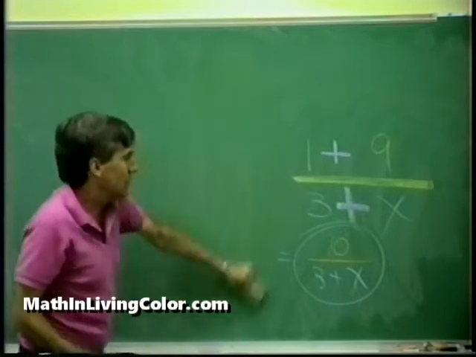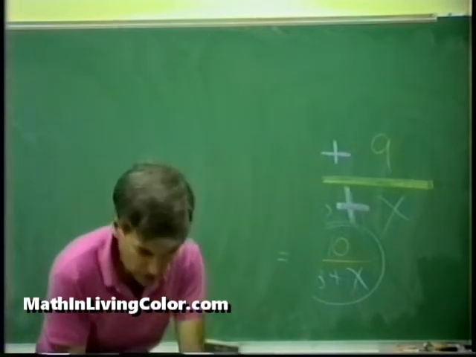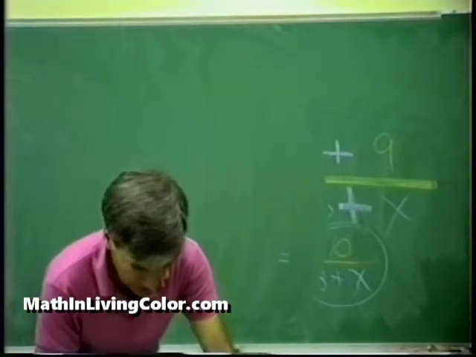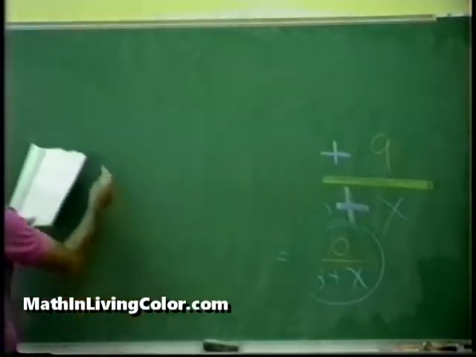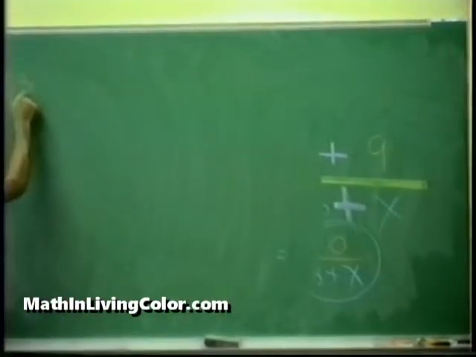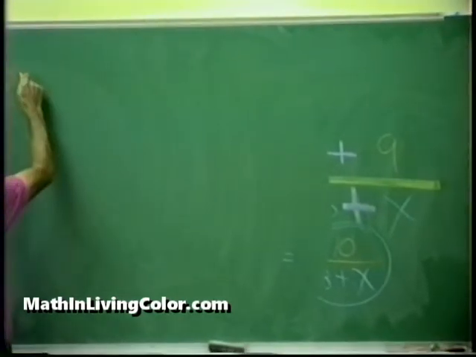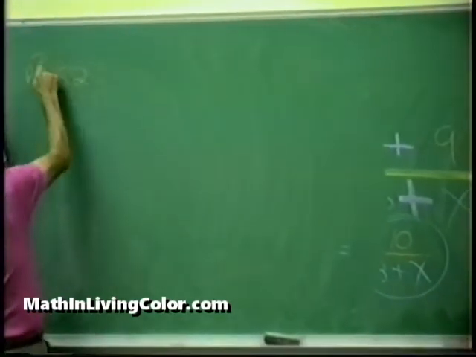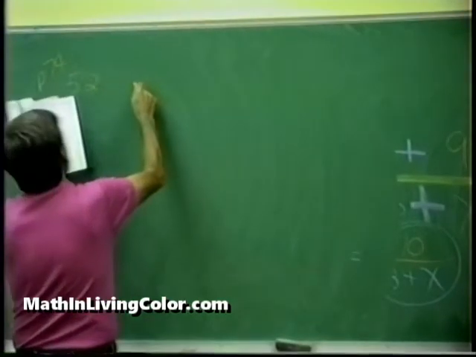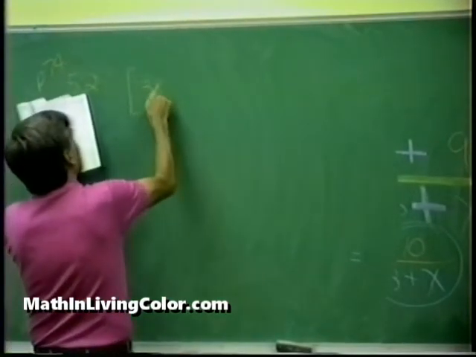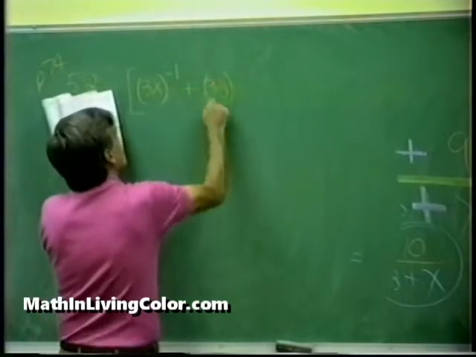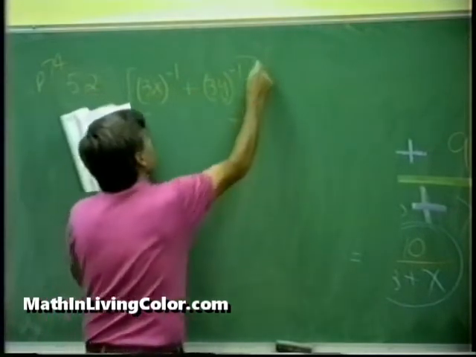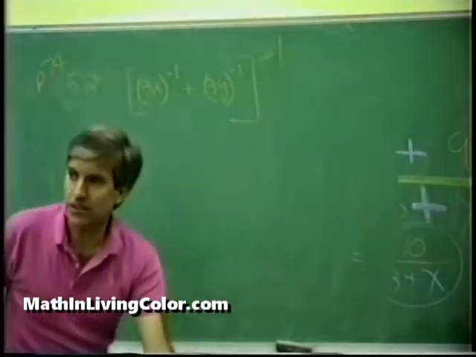Okay? All right, next problem I'd like to do is turn over another page. Let's do 52 on page 74. And it says the quantity of 3x to the negative 1 plus 3y to the negative 1, all raised to the negative 1. How's that look?